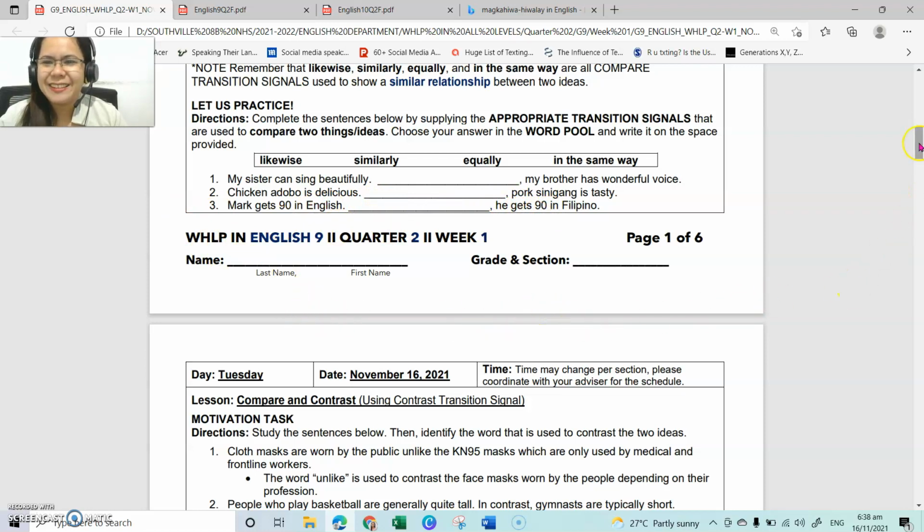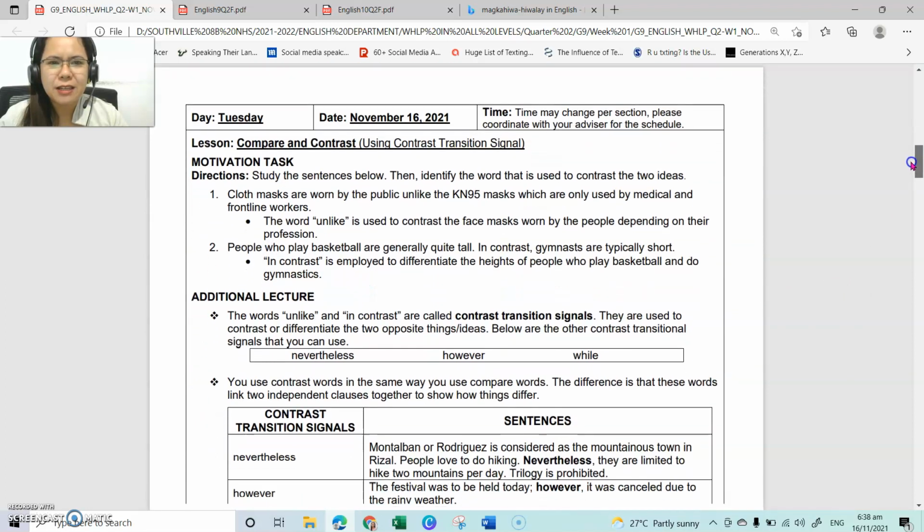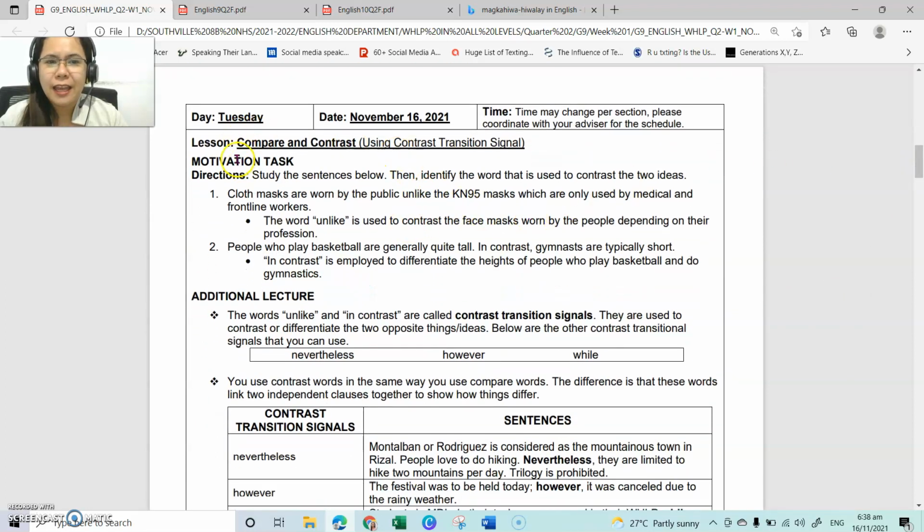Okay. So now let us proceed for your task in day 2. For day 2 task, November 16. So this time, the same topic, compare and contrast. This time, you're going to use contrast transition signal. So here you're going to study the sentences below, then identify the word that is used to contrast the two ideas. Number one, cloth masks are worn by the public, unlike the KN95 masks, which are only used by medical and frontline workers.